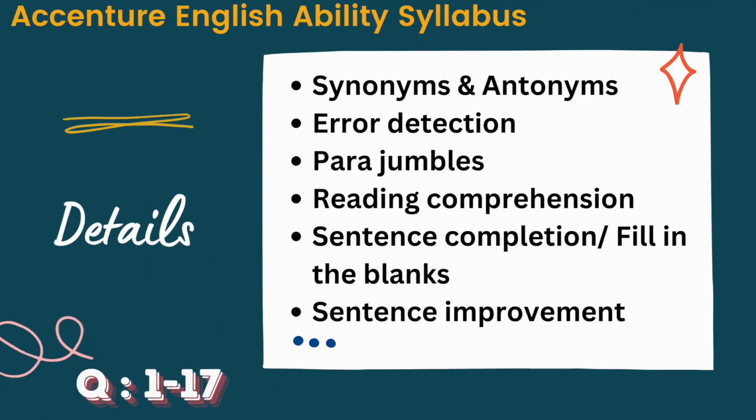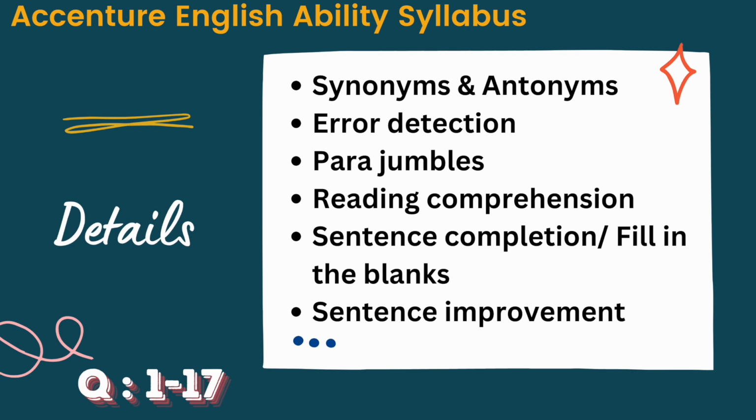Let's look at the syllabus under the Accenture English module. Accenture is focusing on antonyms and synonyms, basic vocabulary, and reading comprehension questions. They will give one passage, and under the passage 3 or 4 questions. They also cover article-based questions, sentence completion, fill-in-the-blanks type questions, and sentence improvement. These are the questions they are covering.